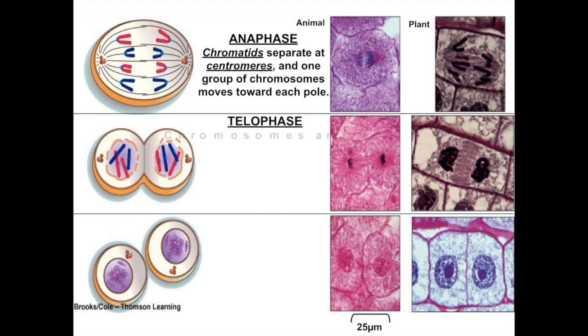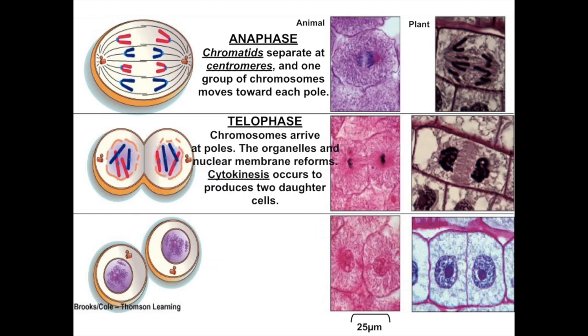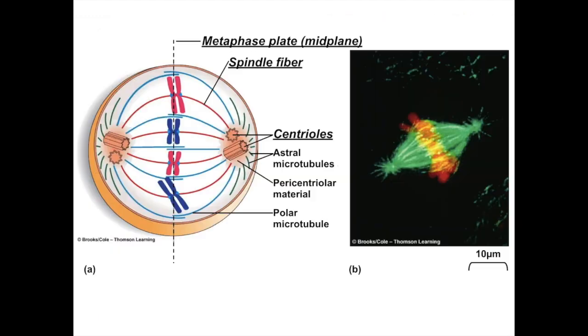Then we have telophase. Telophase is the last phase of mitosis. This is when there starts to be a pinching, which is the start of cytokinesis. And then you're going to start dividing, and then you end up with 2 cells. So you start with 1 and you end with 2. So that is cell division.